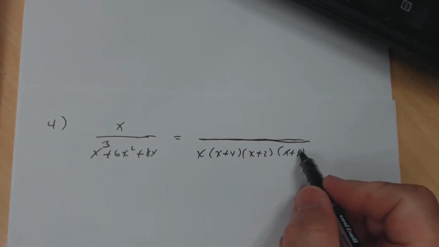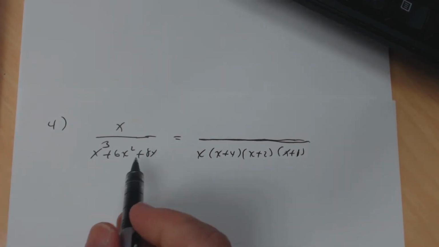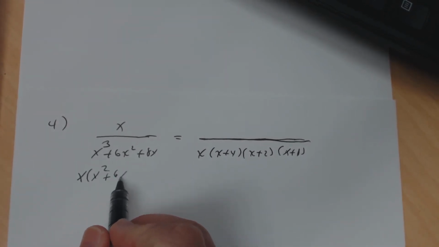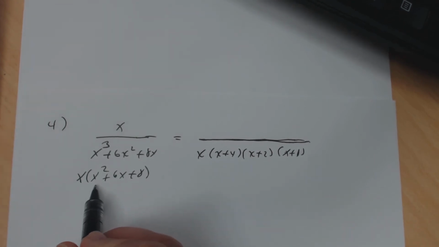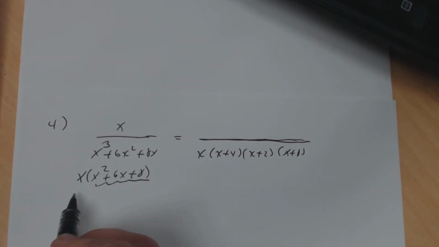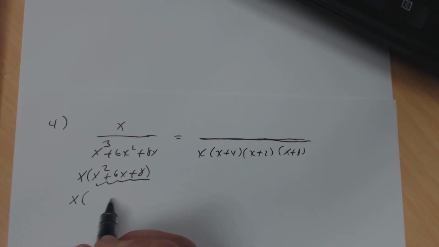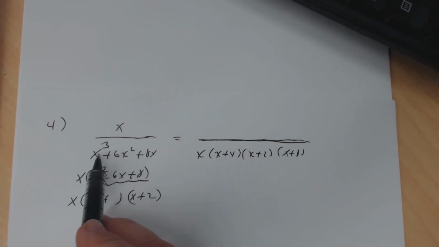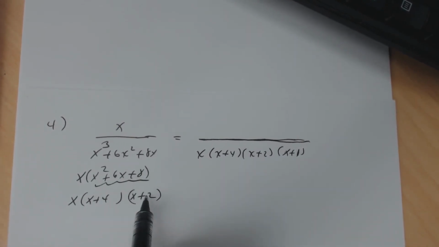So x plus 1, that's a 1. All right, factor this. First of all, I can factor out an x. So I get x times x squared plus 6x plus 8. And then see if you can factor this trinomial. When I factor it, that becomes x times x plus 4 times x plus 2. So that's what this is. So this denominator is this right here.